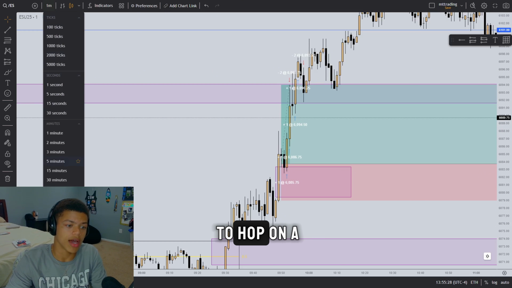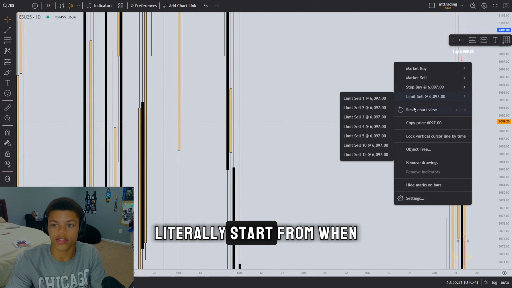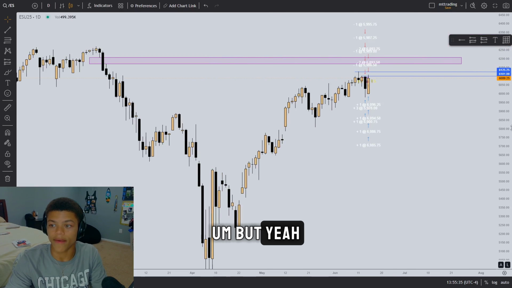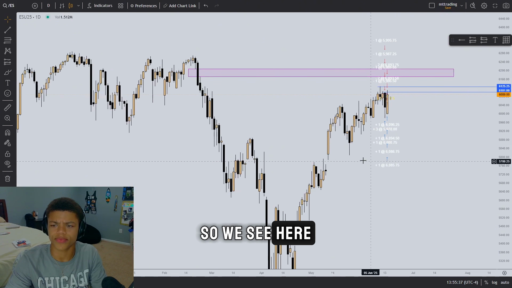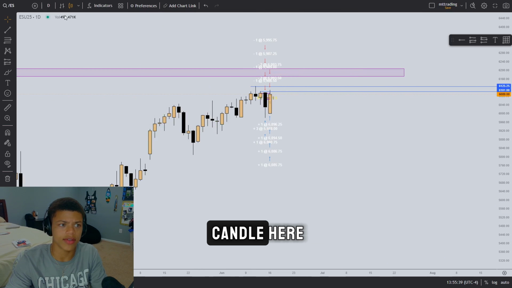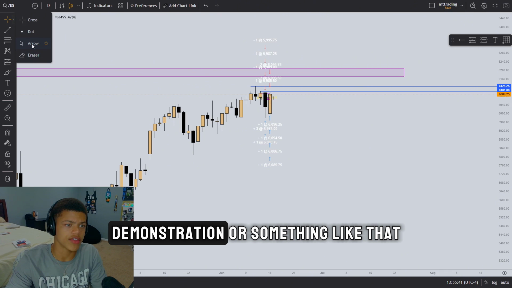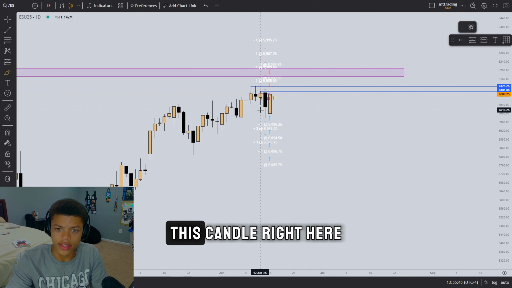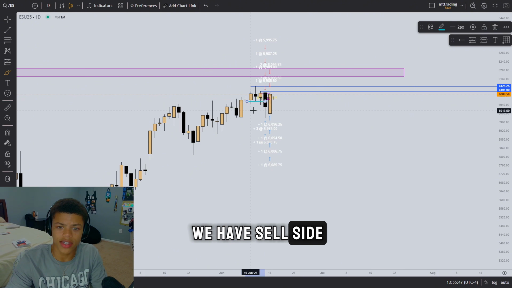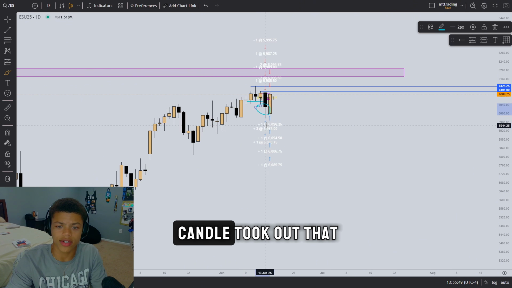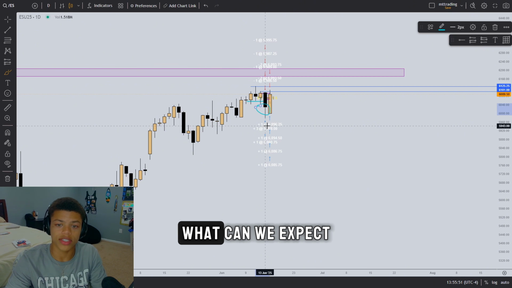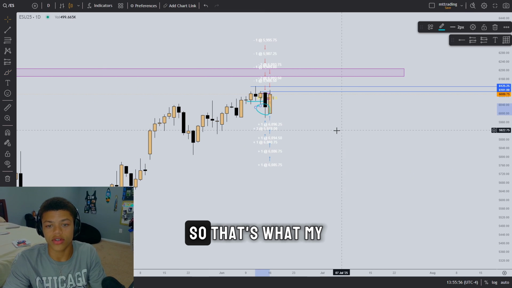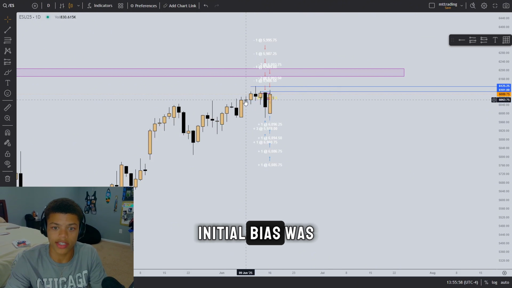So first I'm going to hop on a daily time frame, literally start from when I started. We see here, looking at this candle, I can draw it. This candle right here, we have sell side, and then now this candle took out that sell side. What can we expect when we take out sell side? For us to go higher. So that's what my initial bias was.